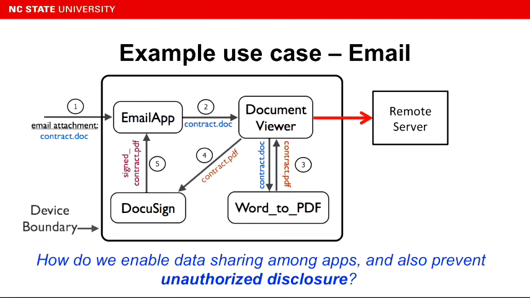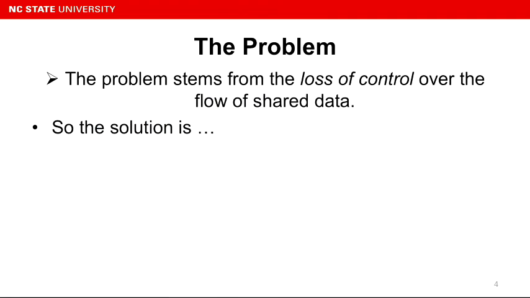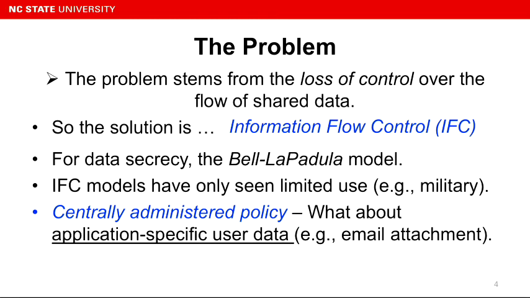So the question for us is, how do we enable this data sharing amongst applications while also preventing such unauthorized disclosure of data? If you look at it, the problem stems from the loss of control over the flow of shared data. That is, the email application can control sharing of data, but once this data is shared with an adversary, it loses all control over what the adversary does with it. Since this is a problem of controlling the flow of one's information, the solution is information flow control, right? Think about a secrecy model like Bell-LaPadula.